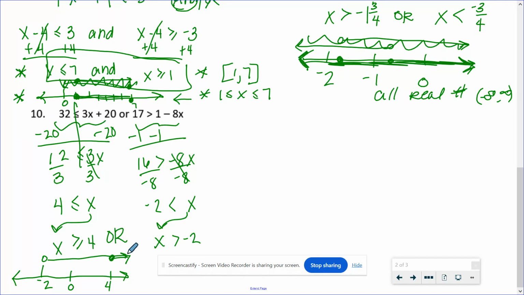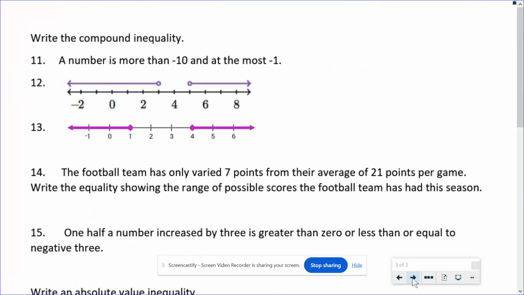So I'm looking for one or the other, not the overlap this time, one or the other. So actually, the answer is going to be everything right here from negative 2 on to positive infinity. So the final answer would actually just be this inequality, this graph, or I could say everything from negative 2 to infinity. And let's see how many more we have.